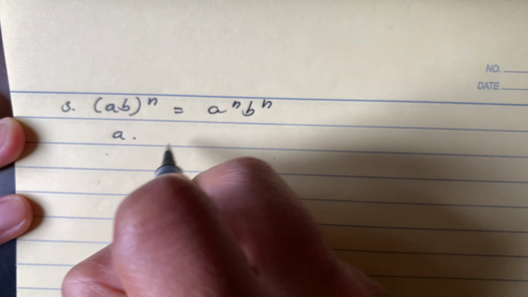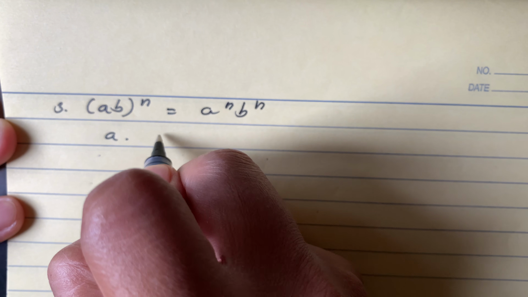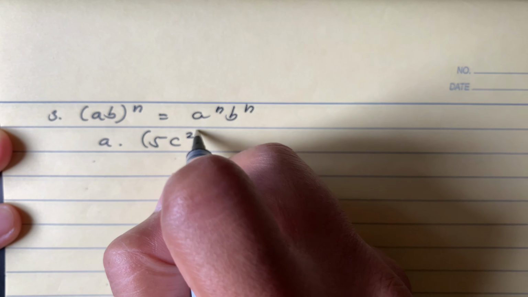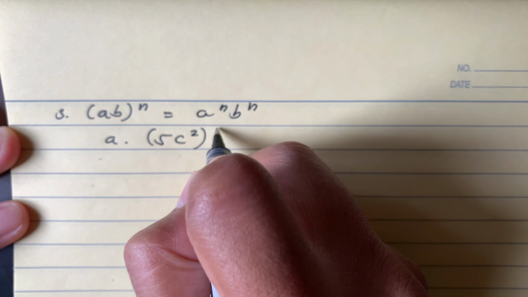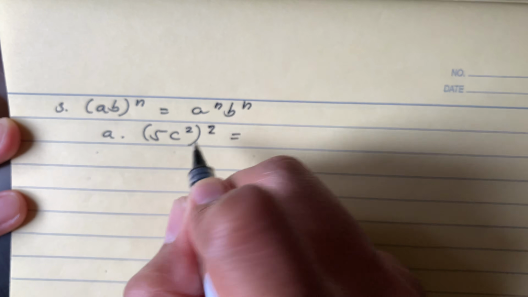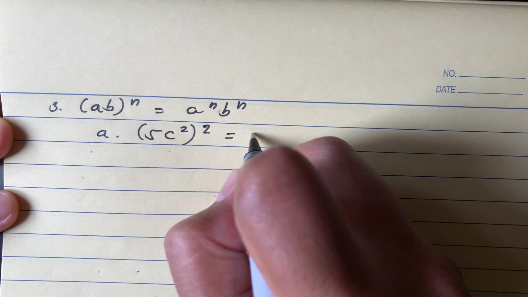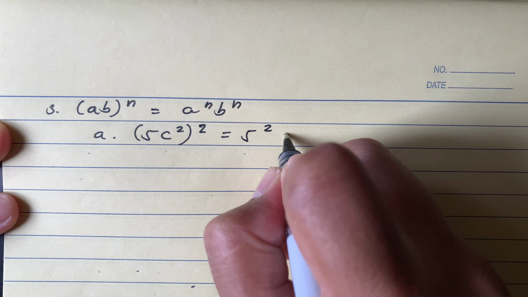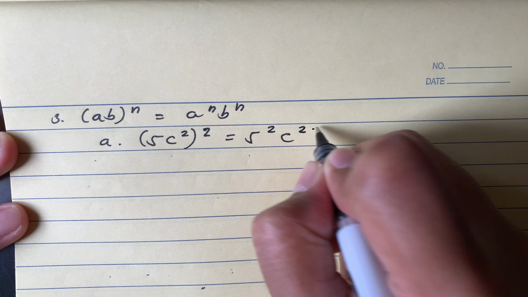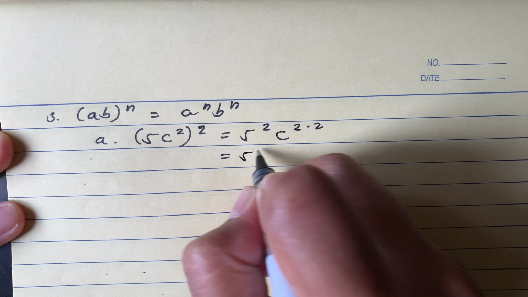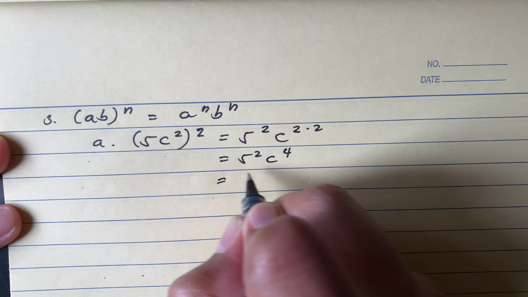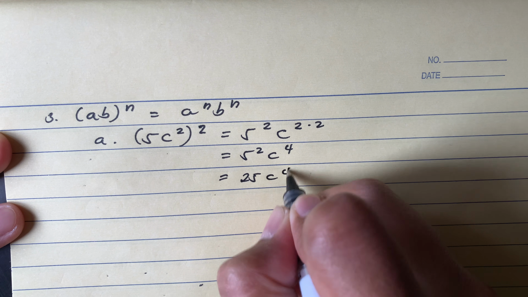Let's have an example. Let's say we have (5c squared), then we are going to square this. So let us simply distribute your exponents. We have 5 squared, then c raised to the power of the product of 2 and 2. So we have 5 squared, then c raised to the power of 4. Let us simplify because this is not yet simplified. So we have 25c to the power of 4.